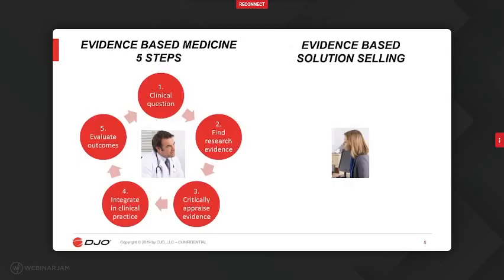This slide shows the process of evidence-based medicine. It is a cycle consisting of 5 important steps. And then we will also show the corresponding steps in evidence-based solution selling. So healthcare providers that practice evidence-based medicine go through a 5-step process to provide the best treatment available to their patients. The first step is formulating a clinical question.